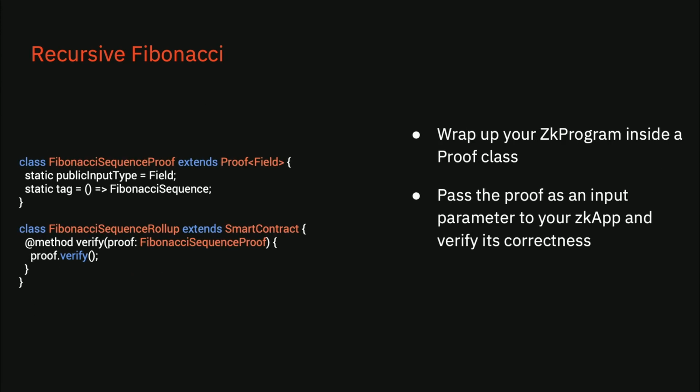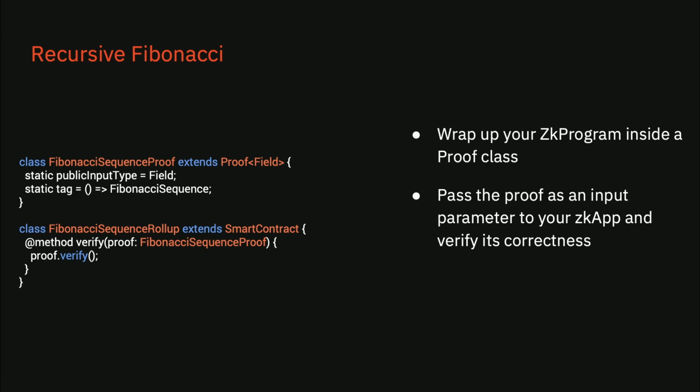and then we can submit it to our ZK app as an input parameter. Here, we're just defining a class, wrapping it in a proof class, and this is just some bookkeeping for SnarkyJS. The important part is this class at the bottom. We're defining this FibonacciSequenceRollup class, which is extending the smart contract. So we're defining a new ZK app, and it has no state. And we're defining one method on it called verify. It takes in as input the proof from the ZkProgram that we just defined in the slide below.